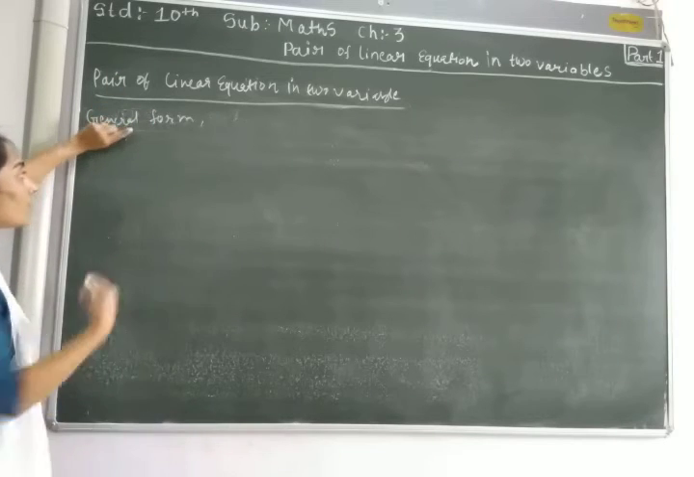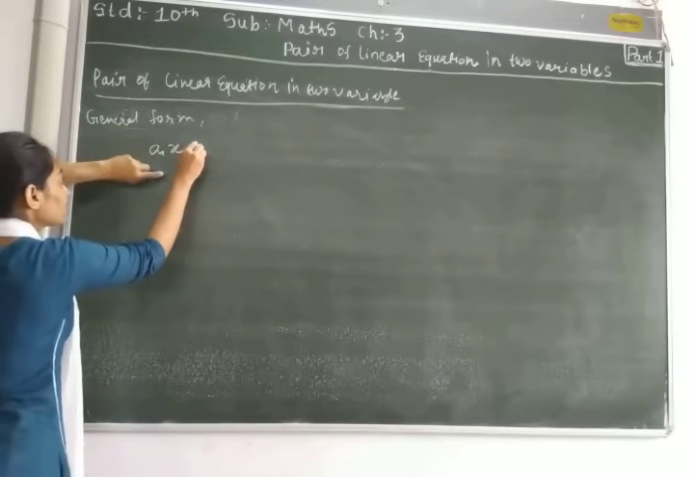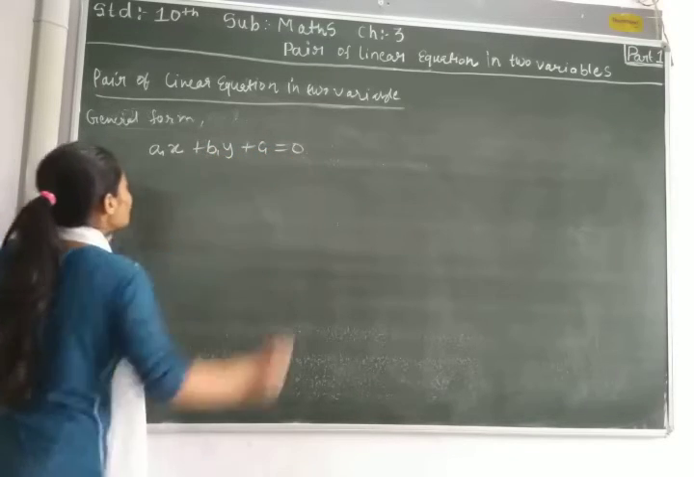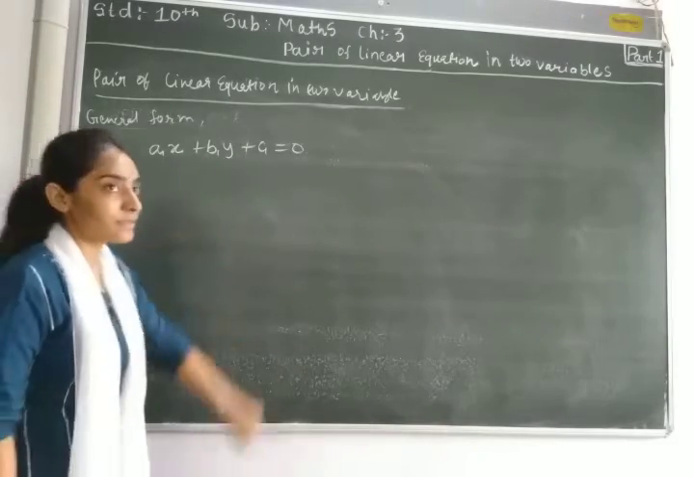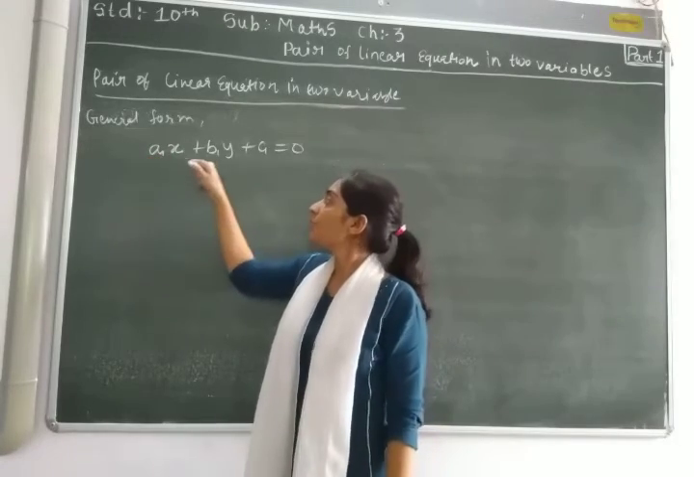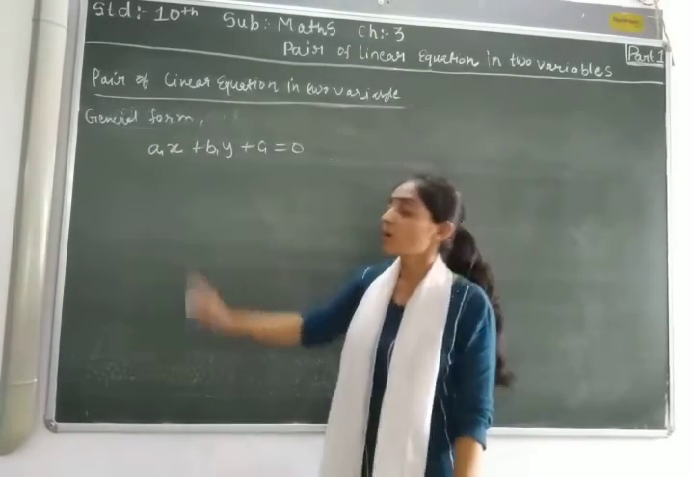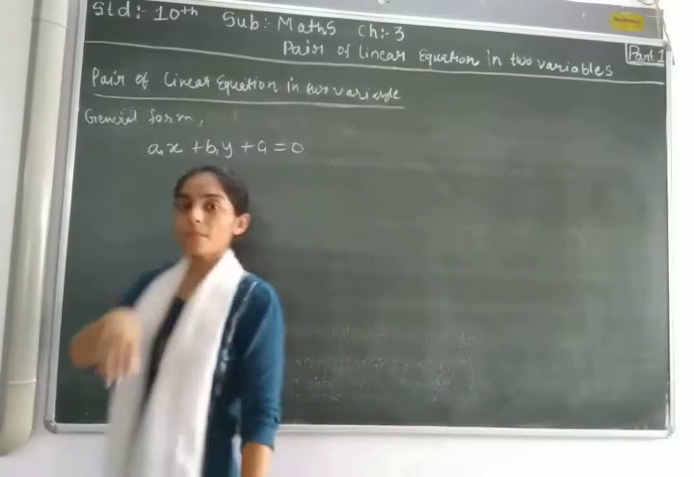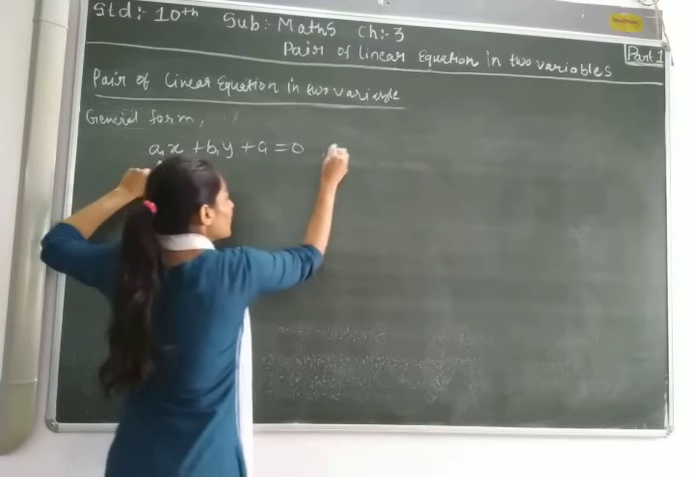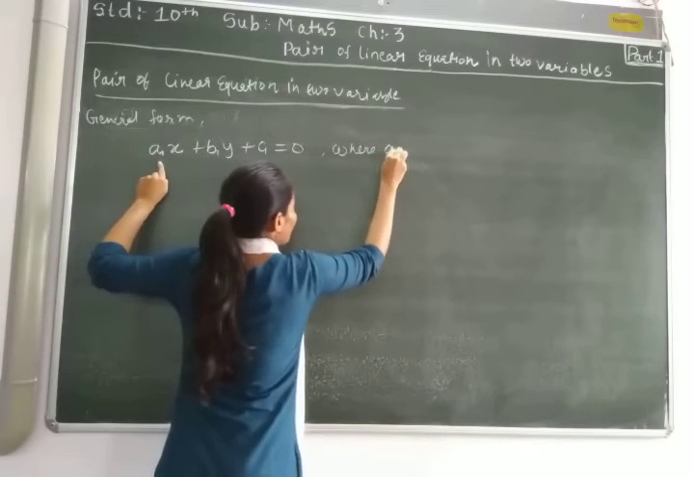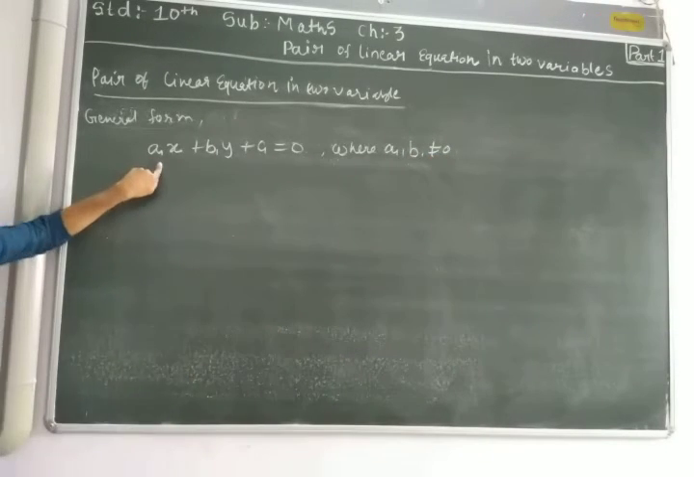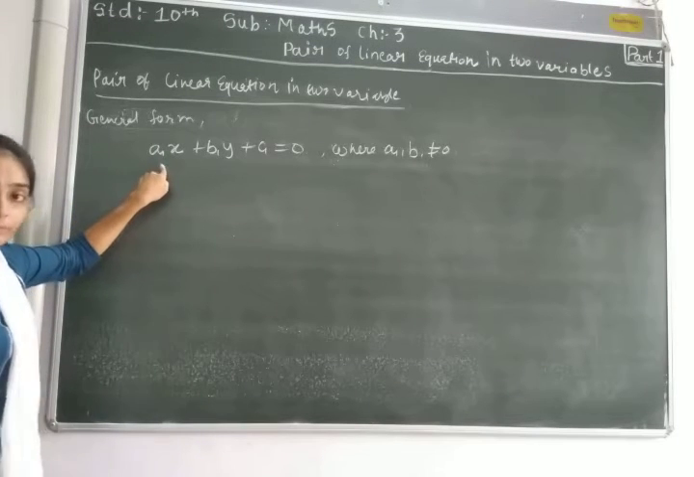So I am taking a1x plus b1y plus c1 equals 0. See, a1, b1 and c1 are constants, and you can write whatever you want. They all are constants. What is the condition? a1 and b1 are not equal to 0. Both cannot be 0.